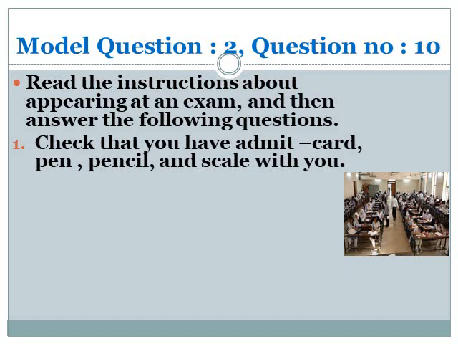Okay, so here are the instructions, the things you have to follow if you want to participate in an exam. First of all, number one, check that you have admit card, pen, pencil, and scale with you. So before going to the exam hall, you must ensure that you have all the things that you need in the exam hall. So we know that in the exam hall we need admit card, pen, pencil, and scale.